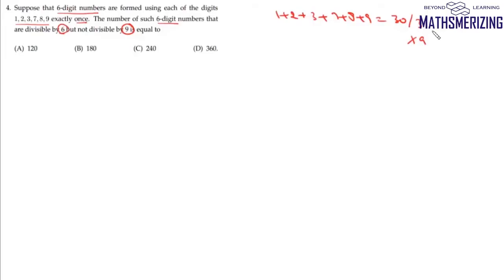Now 30 is divisible by 3, but it is not divisible by 9. So if we form a number using all these digits, then that number will be divisible by 3 but not divisible by 9. Now that number has to be divisible by 6, so that means it should be an even number. So we have to find the total number of even numbers that can be formed using these digits. So we have a 6-digit number.